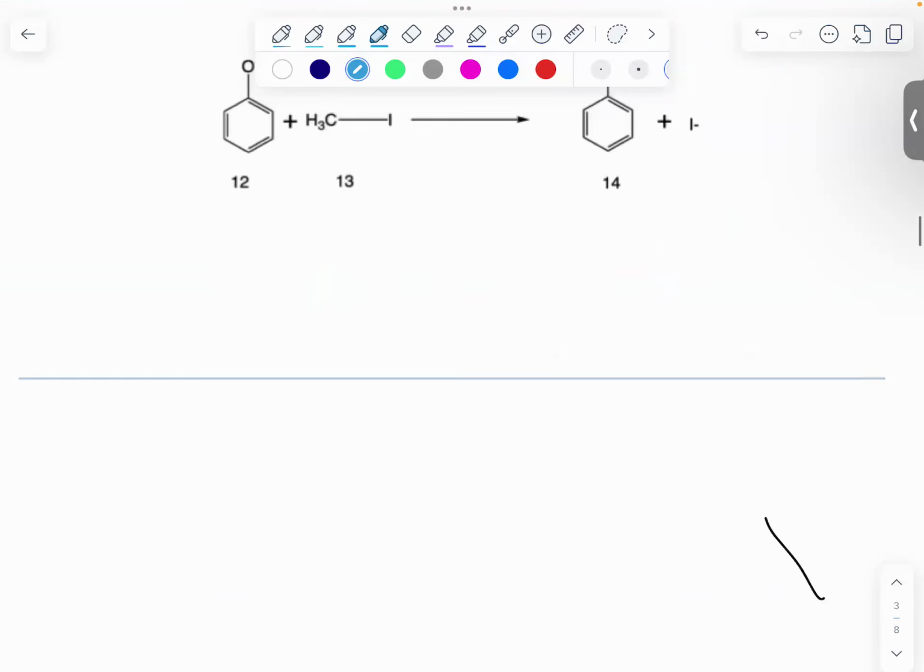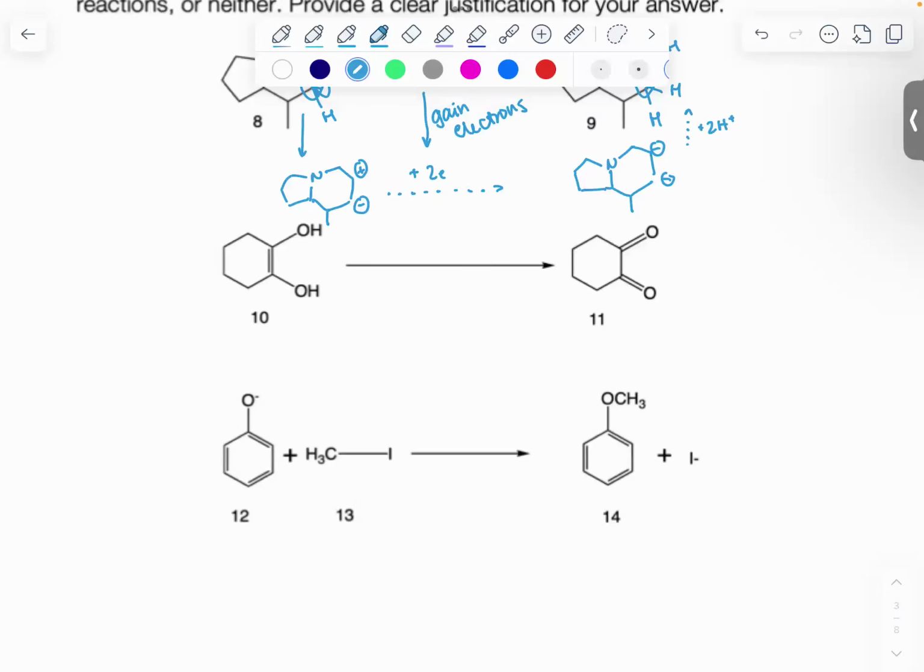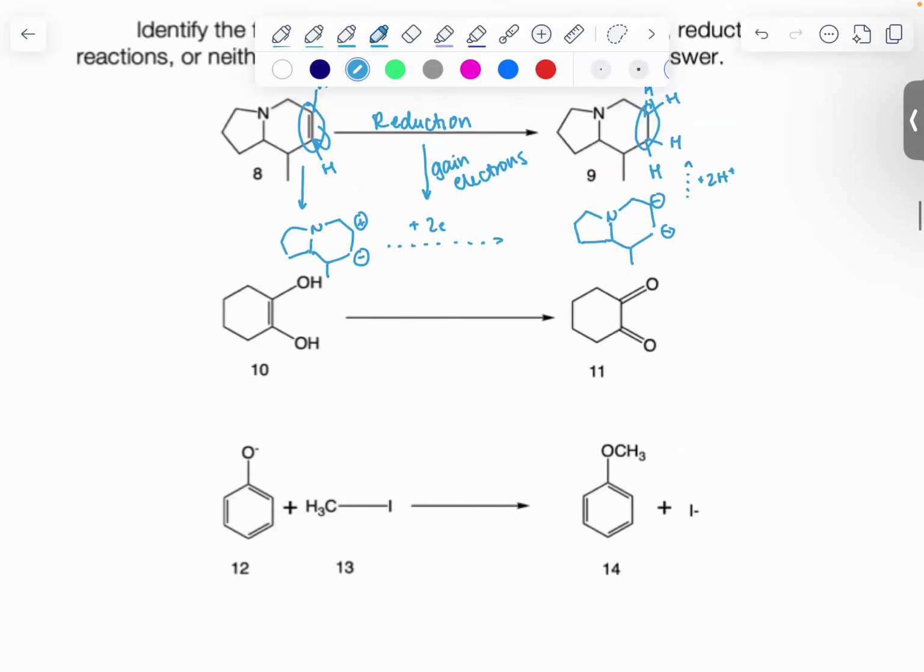So, next one. Where do I start? What about the double bond? I would not draw it like that. I would start kind of in the reverse of what we did here, which is that these two protons are gone. So you can say minus 2H.